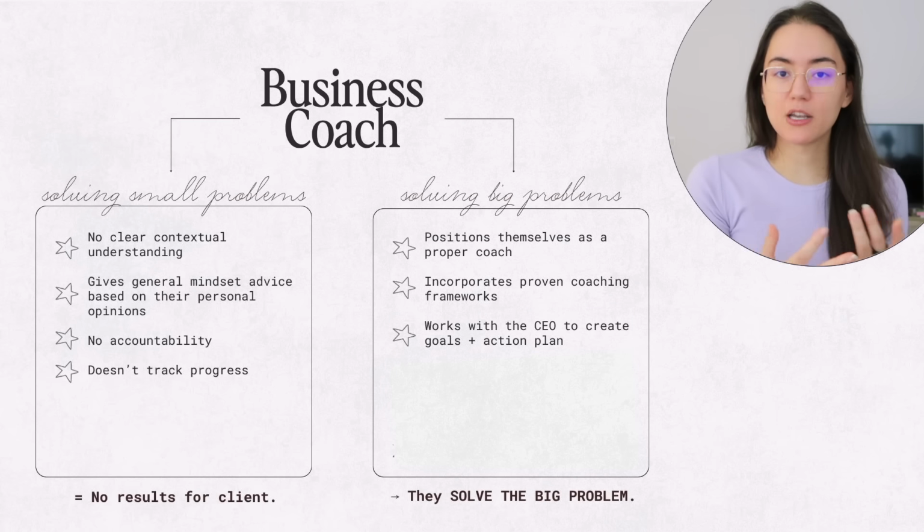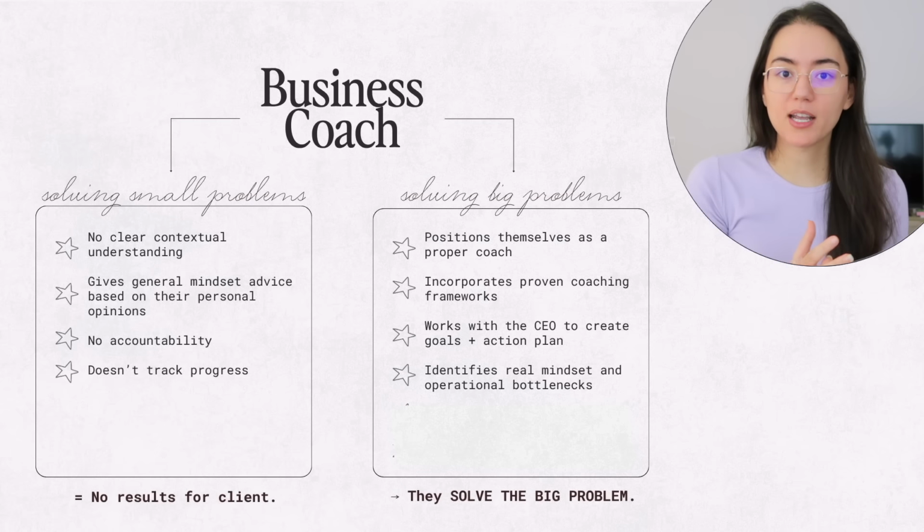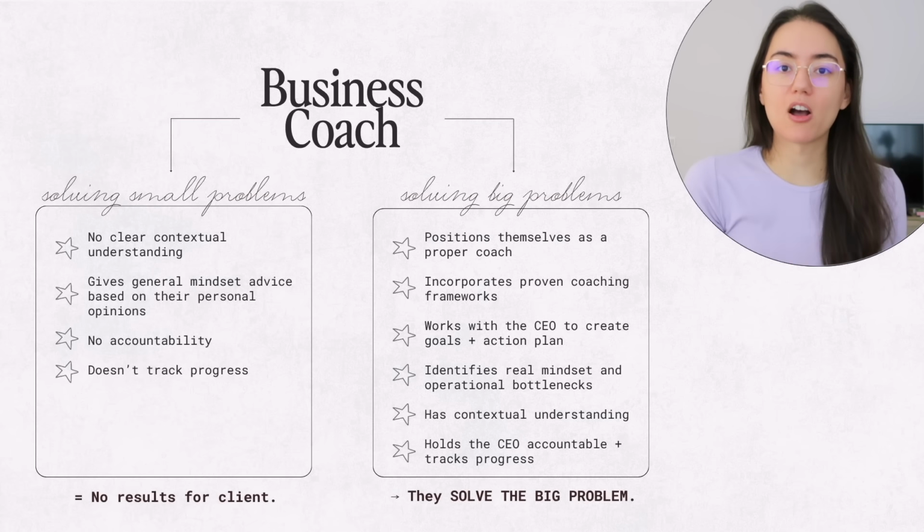They work with the CEO to understand the context, the goals. They create an action plan. They identify the real bottlenecks and they really give them a way to work through those bottlenecks. If it's mindset, they have contextual understanding. They hold the CEO super accountable, keep progress. They stay on top of them and get them what they need, depending on what they need, right?